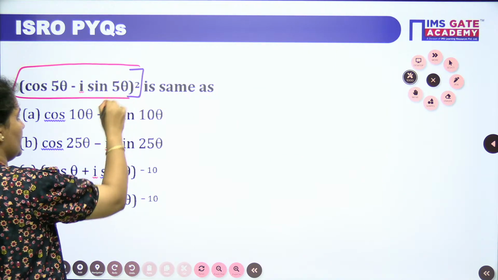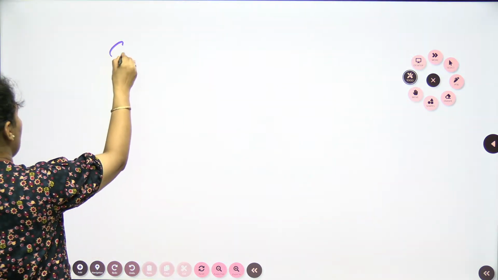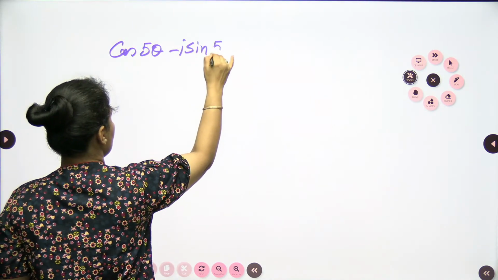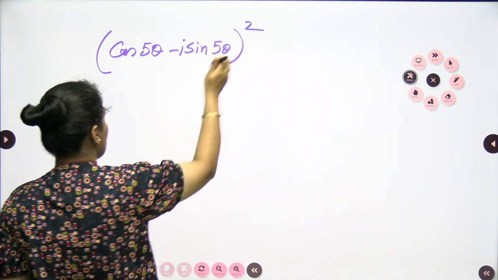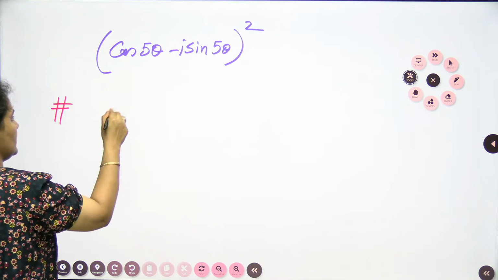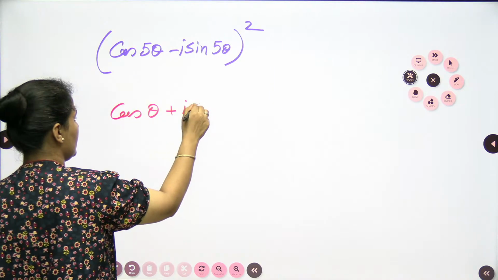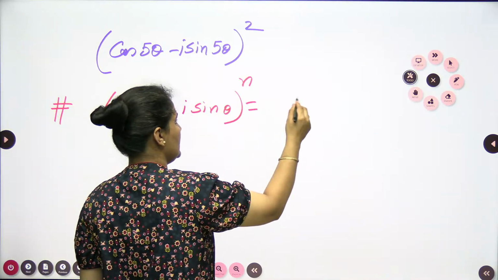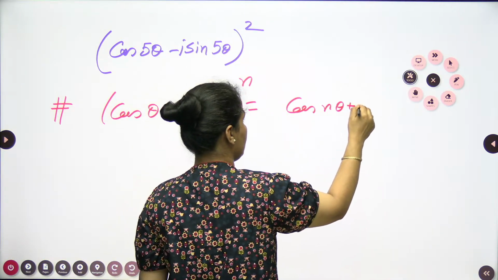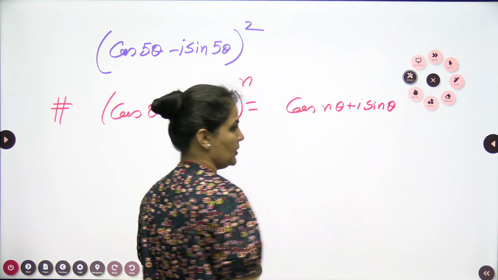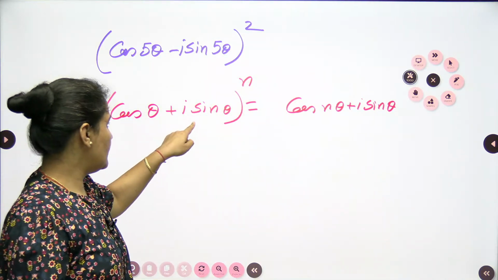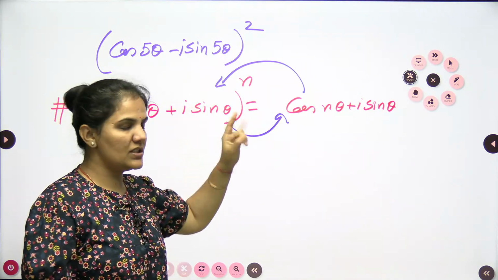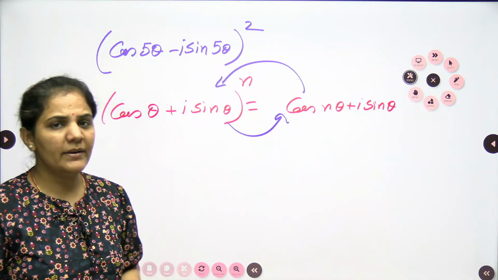It is mentioned 2 here. Let's approach it. So I can write down my question first of all, (cos 5θ - i sin 5θ) whole squared. So I am going to use here de Moivre's theorem, which I told you earlier also. Let me write down again, (cos θ + i sin θ) to the power n will always be written as cos nθ + i sin nθ. At the place of this one, we can use this one. So the theorem is reversible. In both the manners you can use.